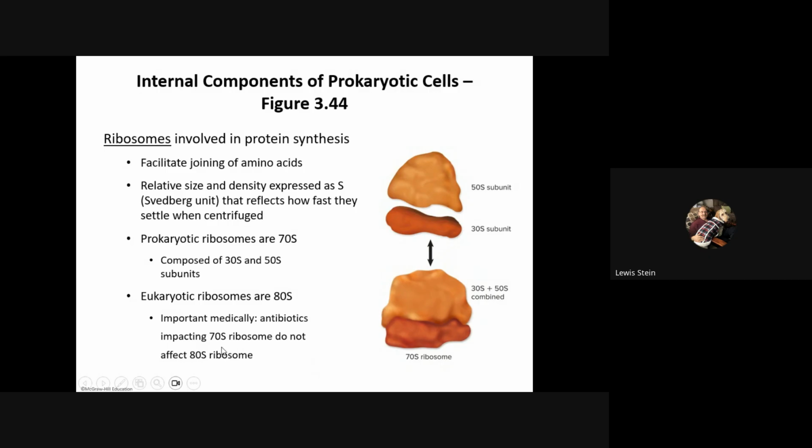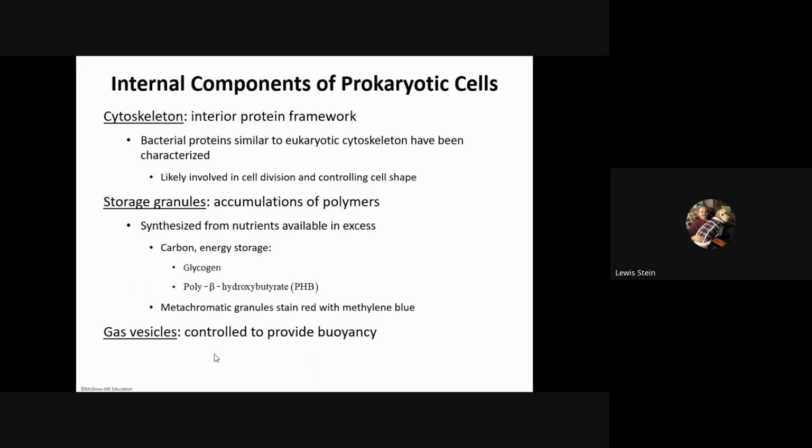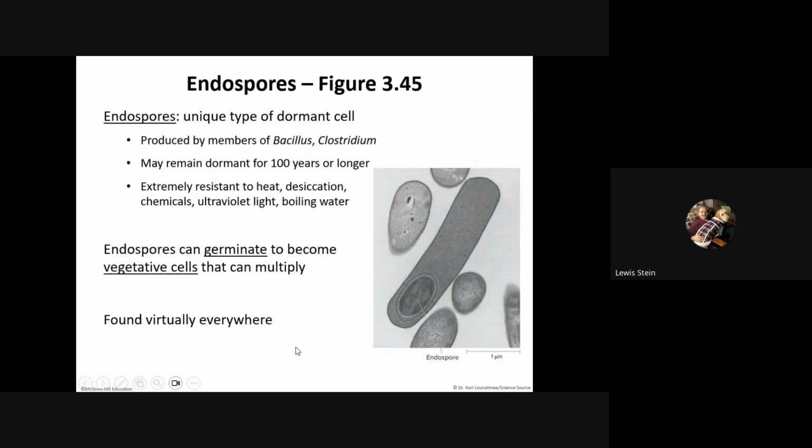Importantly, medically, antibiotics impacting 70S ribosome do not affect 80S ribosome. The big problem is, wait till we get to our mitochondria, and I reinforce that we have them in there. The cytoskeleton, storage granules, gas vesicles for buoyancy, endospores.